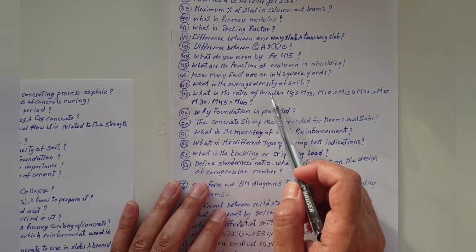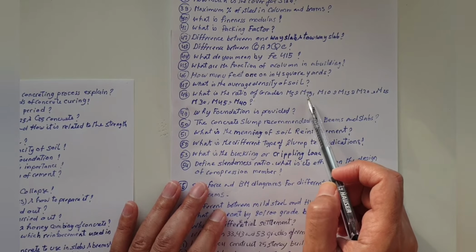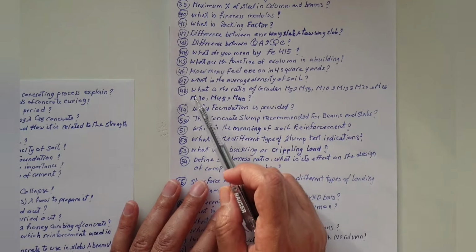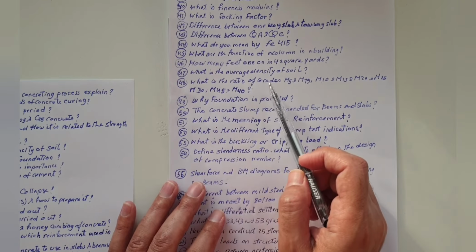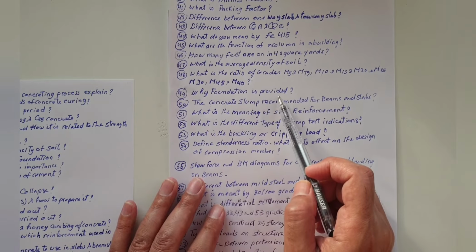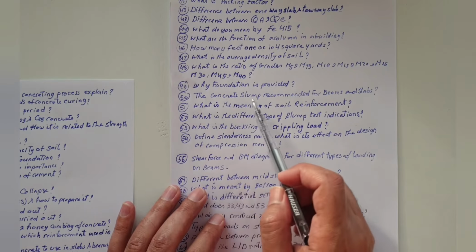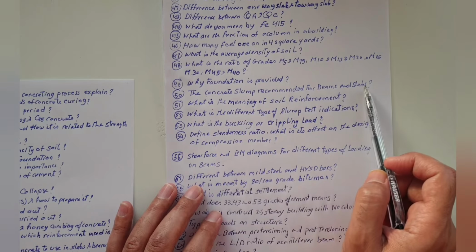What is the ratio of grade M12, M5, M7.5, M10, M15, M20, M25, or C30, C45, C40? Why is a foundation provided? What is the position or function of a foundation? The concrete slab recommendation for the beam and slab.